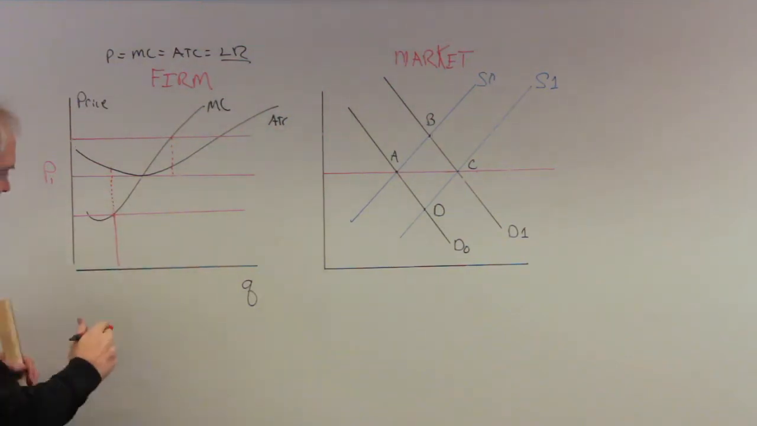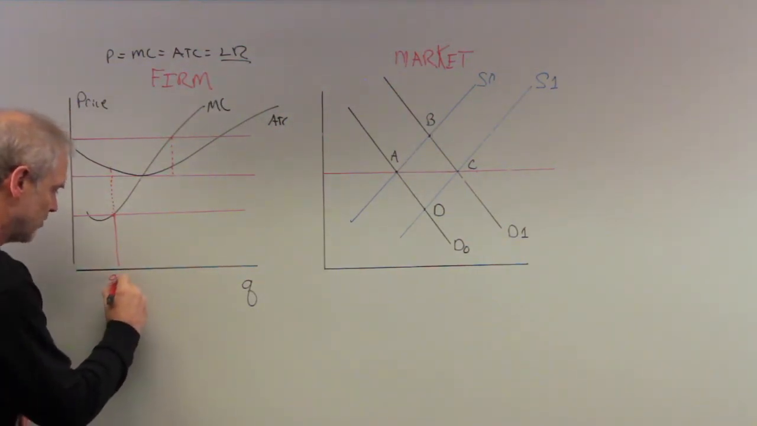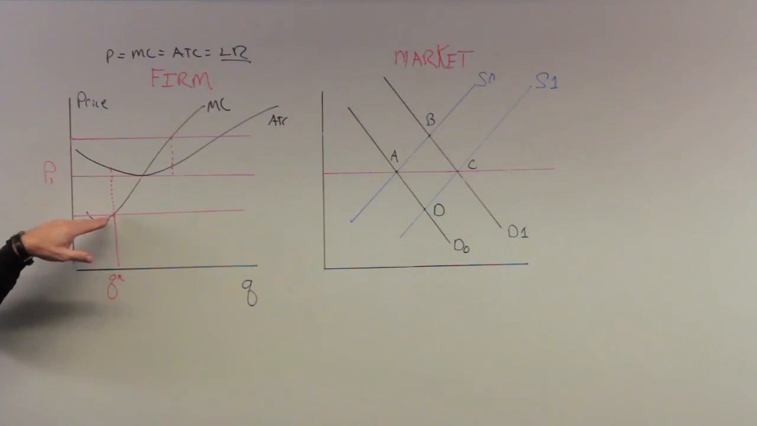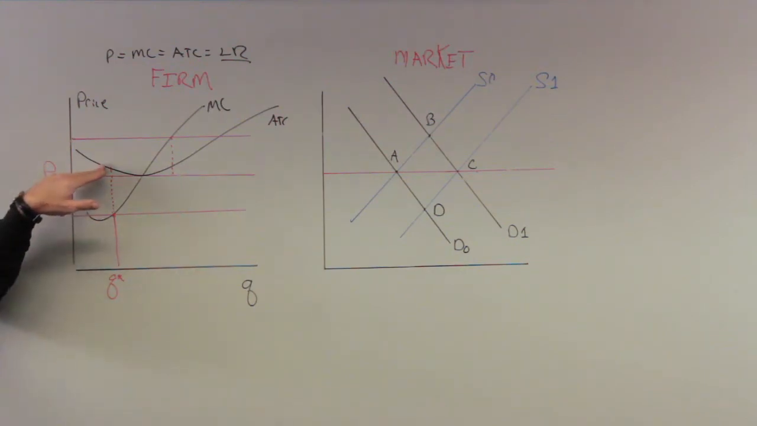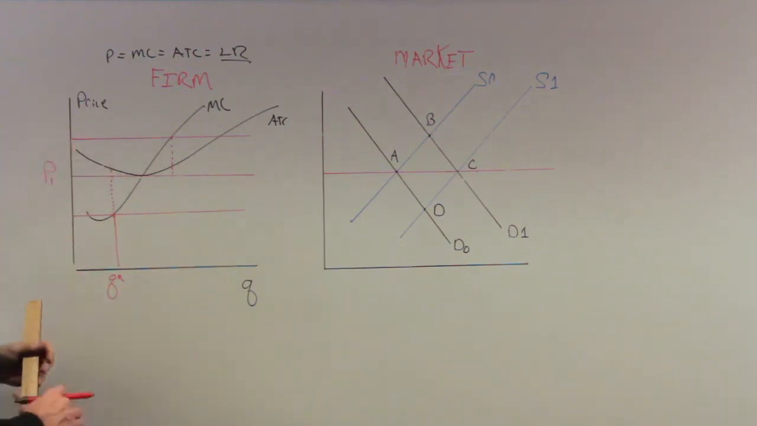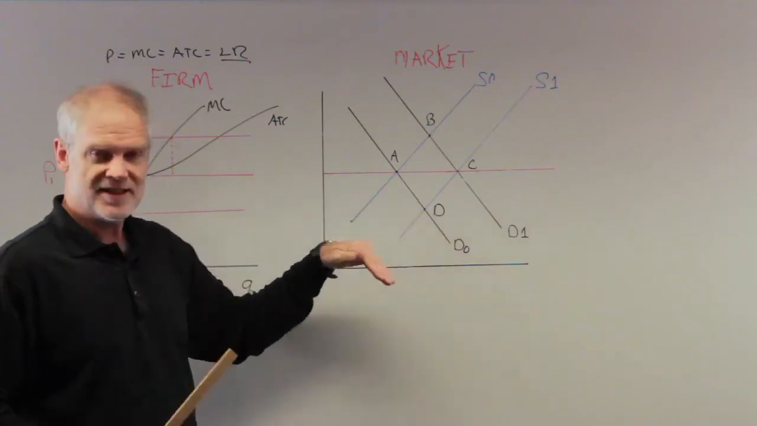Why? Because at this level of output, we're going to call it Q star, this firm's price is below its average total cost. So it's losing money and serious money. This is a big loss. This is the per unit loss at Q star. So when demand shifts in, this is bad news.